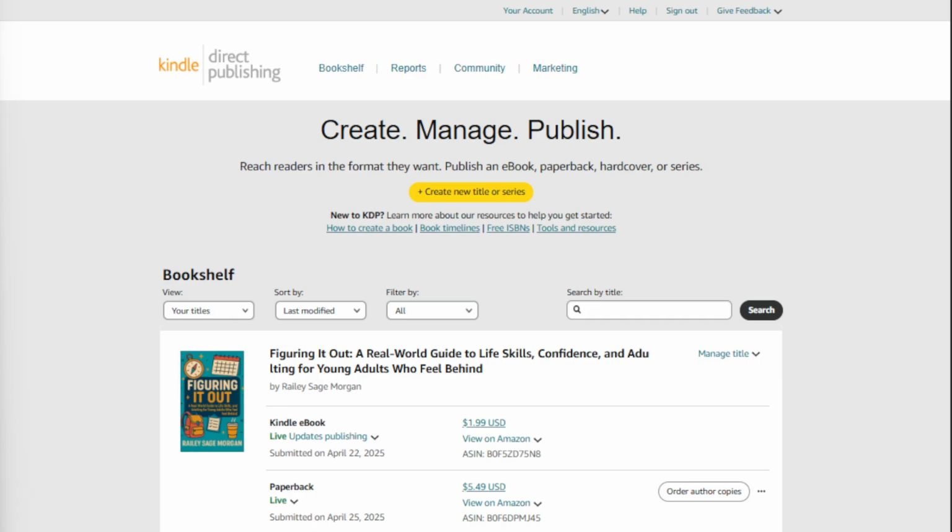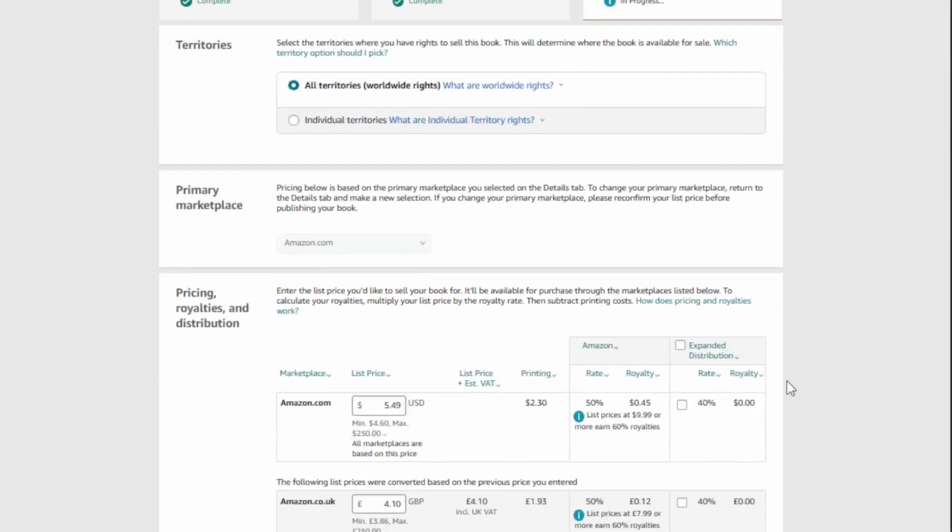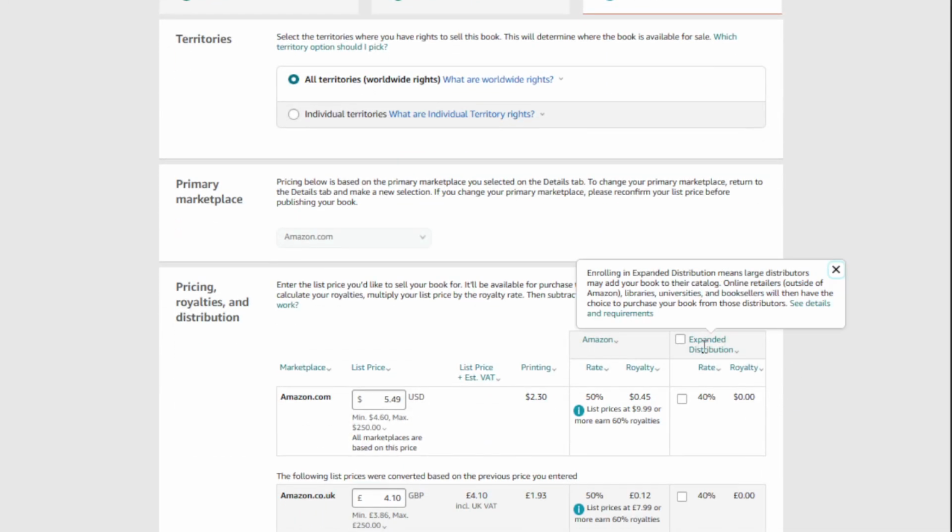So let's dive in. First off, expanded distribution is a feature KDP offers that broadens the audience for your book. Typically, books published through KDP are available only on Amazon. However, when you opt for expanded distribution, your book becomes available to libraries and a wider network of retailers outside the Amazon ecosystem. This means that your book can reach potential readers in places you hadn't been able to access before, like a local library or a bookstore that doesn't primarily sell through Amazon.